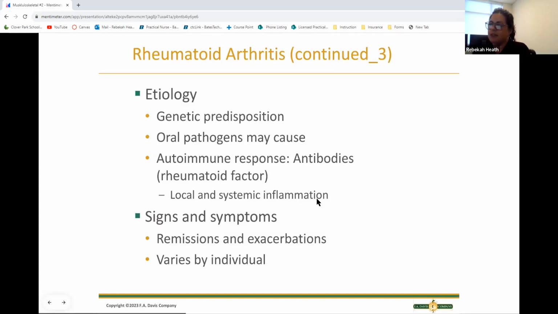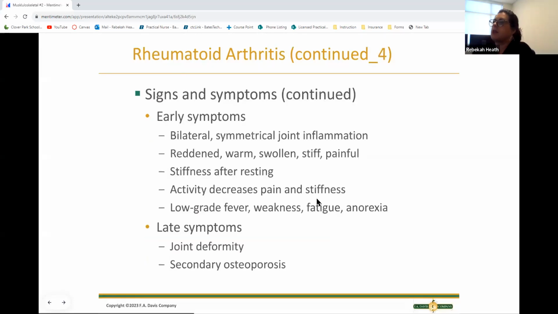So signs and symptoms, this is a little bit different than osteoarthritis, where osteoarthritis is progressive and it's going to get worse over time as you age. Rheumatoid arthritis is going to have times of remission and exacerbation. Remission being where it's controlled. The symptoms might still be there to some degree, but they're not terrible. It's a tolerable life. And then you're going to have exacerbations where it really flares up and is pretty uncomfortable. And these are going to vary by individual, as well as time of year, the season that it is, stress factors, those types of things.